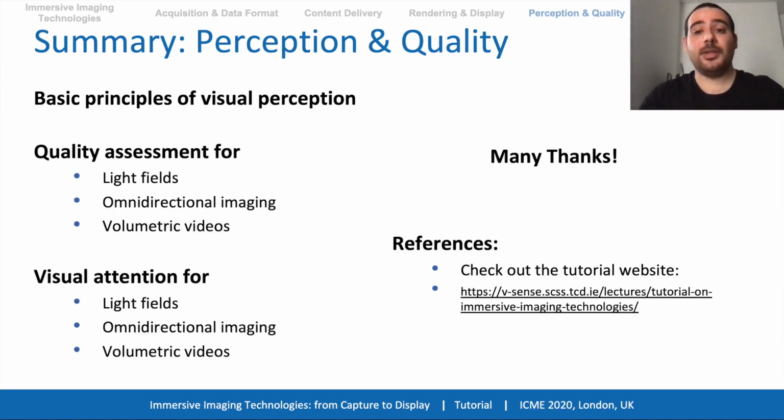In this part, we discussed the basic principles of human visual perception and how it relates to various immersive imaging technologies. We also discussed different quality assessment methods and how we use visual attention for three different imaging modalities: light fields, omnidirectional imaging, and volumetric videos. We believe that in the near future, we will see the boundaries between these modalities start to disappear.